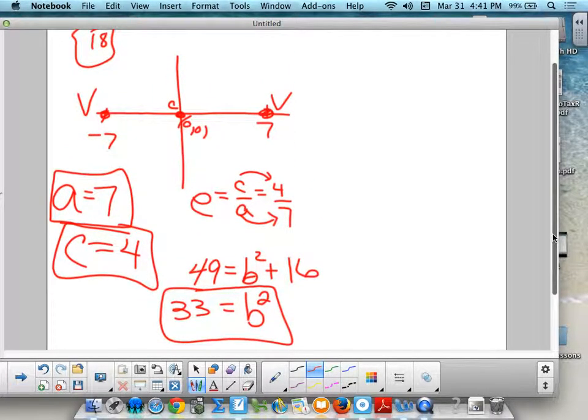Write the equation to this ellipse. Well, we know vertex to vertex going through the center is horizontal. It's a horizontal major axis. Your A, 7, has to go under the X. 49.